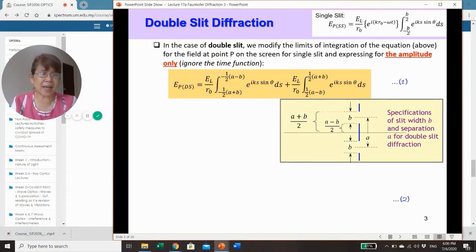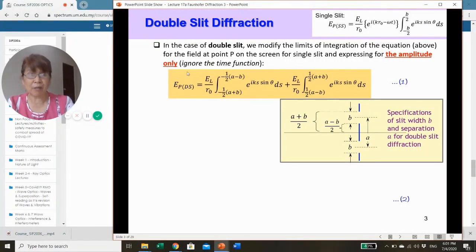So instead of single slit now, our limit of integration will be from having the slit arranged in this manner, whereby this is the central axis. So this would be the slit separation, A. B here would be the slit width. So we will be integrating from negative (A plus B) over 2 to negative half of (A minus B), and then add another term, which is taken from (A minus B) over 2 up to half (A plus B). Okay, so it's really very simple.